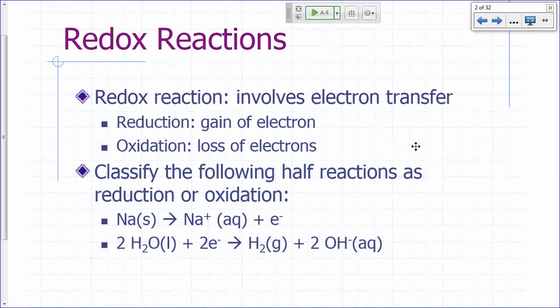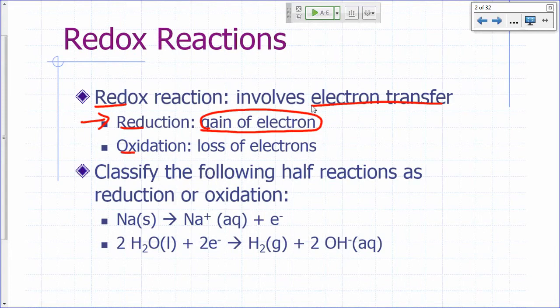A redox reaction is a reaction that involves electron transfer. Redox comes from reduction and oxidation. You can think of a redox reaction as consisting of two half reactions, one involving a gain of electrons, that's called reduction. That might seem counterintuitive. Students tend to get confused a lot about that because reduction and then you have gain.